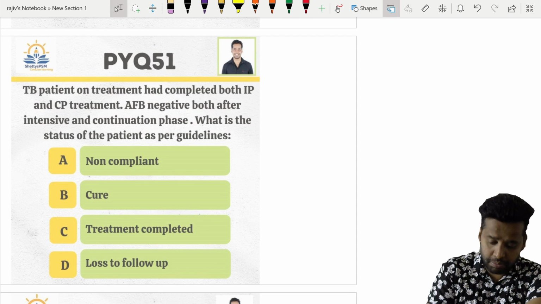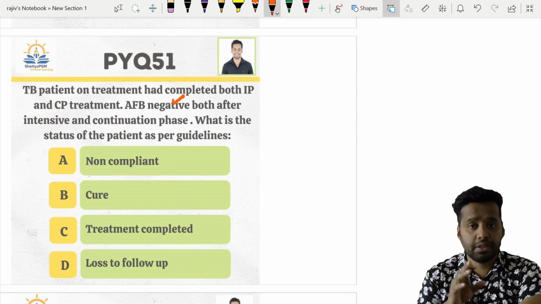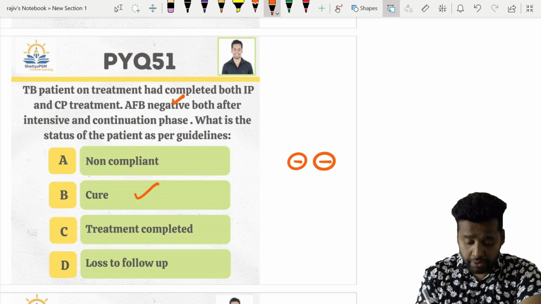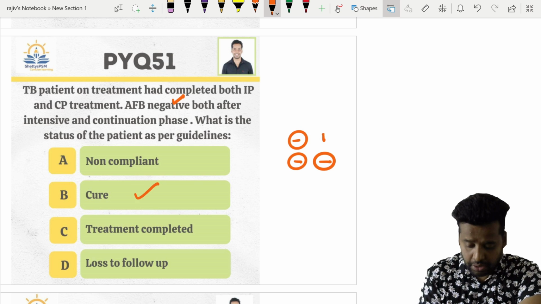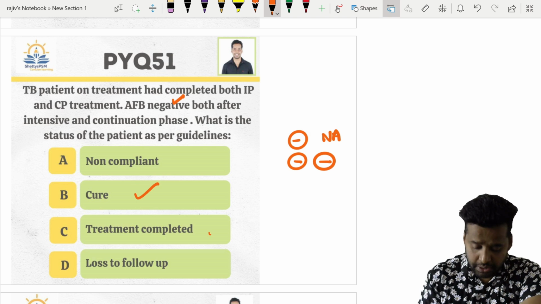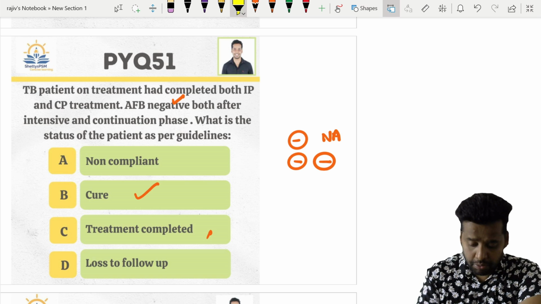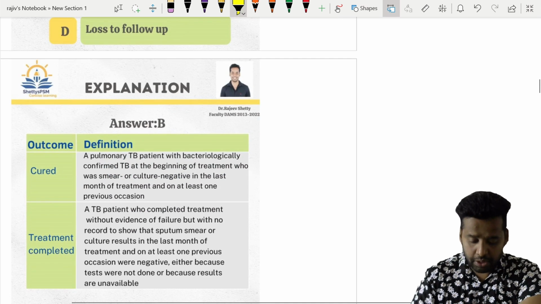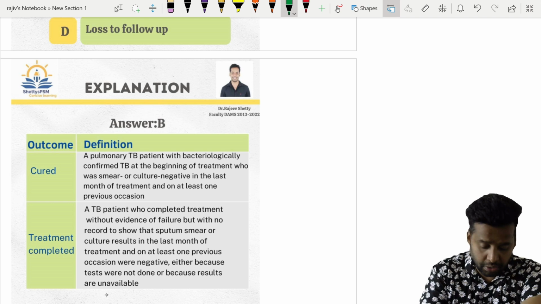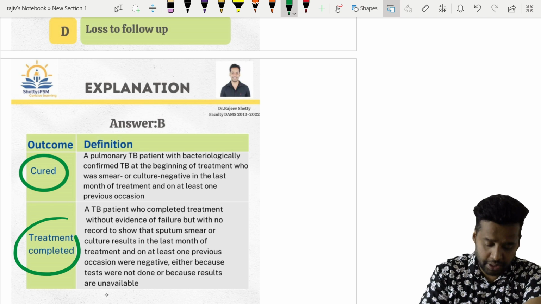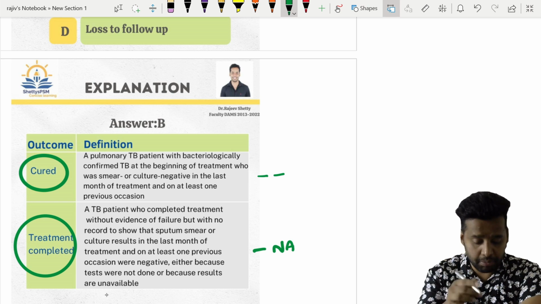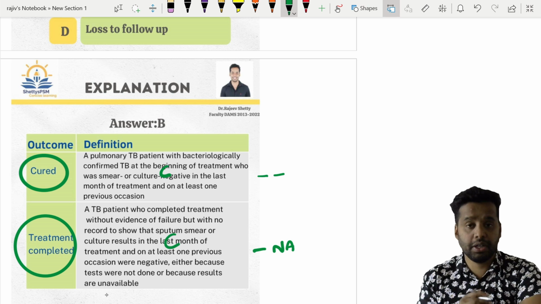Patient was on TB treatment, smear negative both after intensive and continuation phase, both negative. Then the patient is labeled as cure. If intensive phase is negative and the results are not available after continuation phase, we call the patient as treatment completed. But your question is both negative. See the table. If both are negative, then we call it as cure. Or first time negative, second time the results are not available, then we call it as treatment completed. C for cure, C for treatment completed.